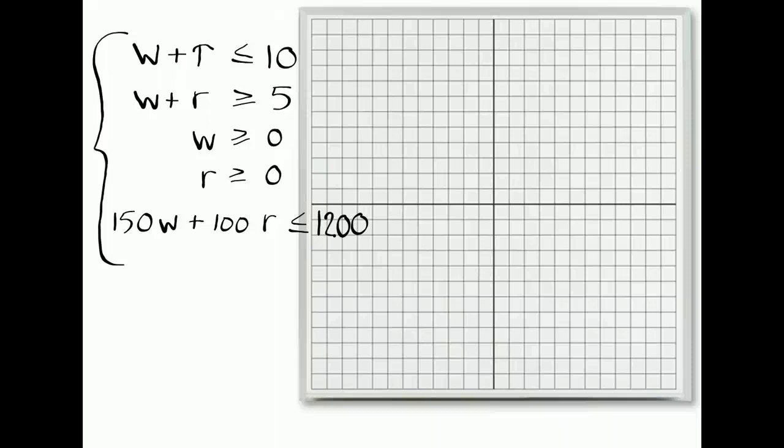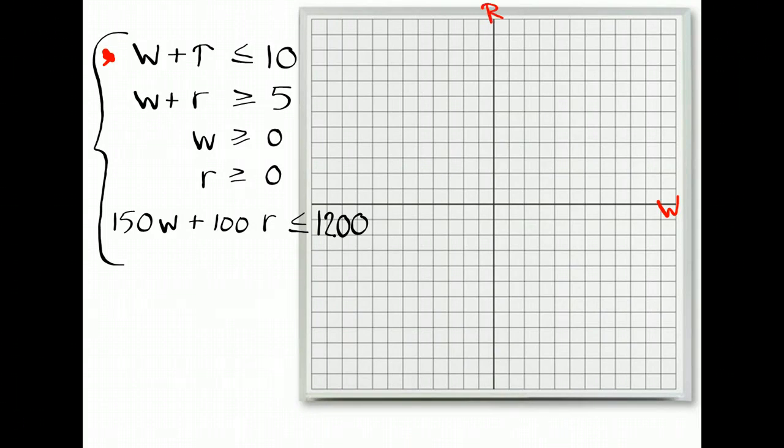So let's go ahead and use some color, and let's graph the first one in red. The amount of acres he has cannot be more than 10. So this is an intercept, a nice intercept form. So let's use the intercepts here. Let's label our axes. So let's make this the W axis, and then we'll make this one up here the R axis.